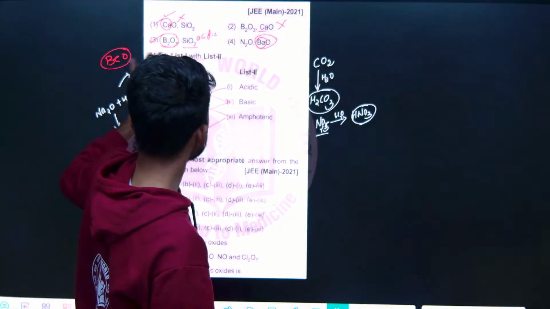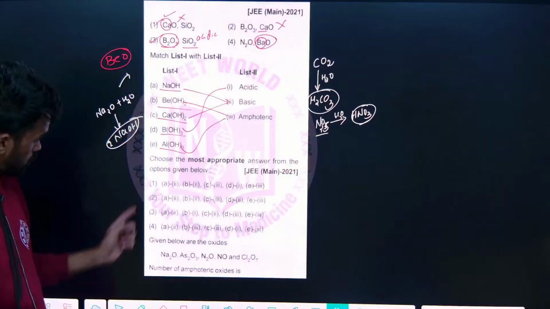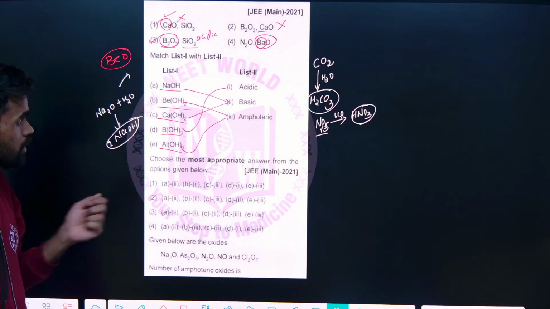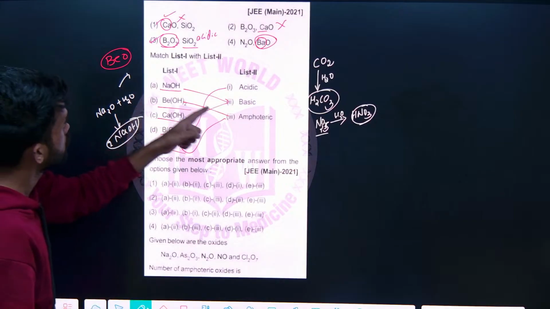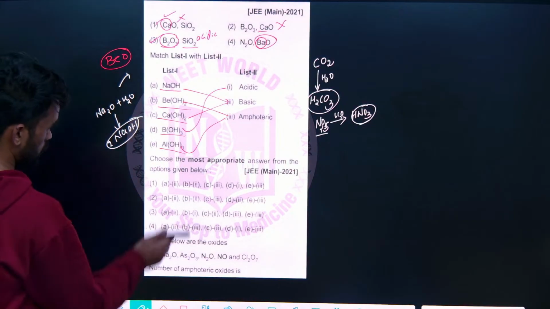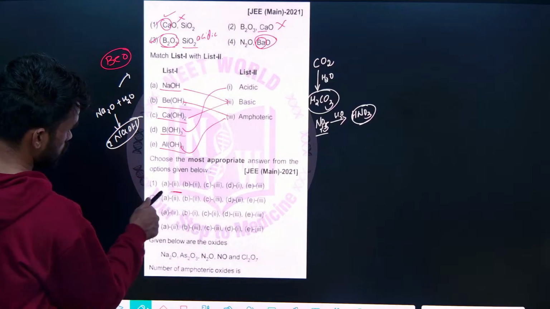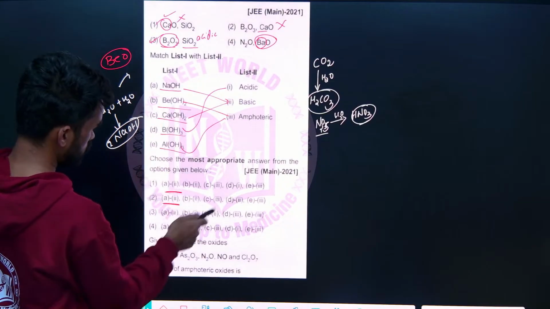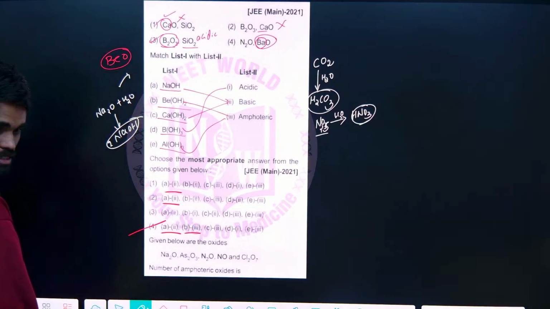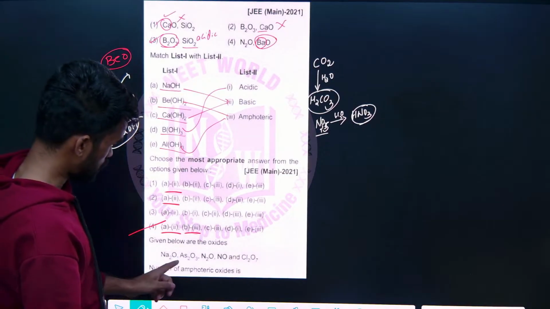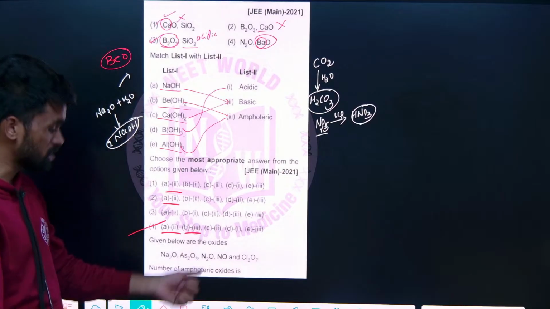So based on this, you can match here. Which option will be suitable for that? You just look here and match it. So next, A2, B3, A2, B3, only the fourth option. That's it, correct. Next, given below are the oxides, among them which is amphoteric.